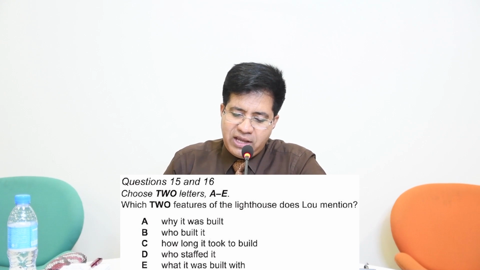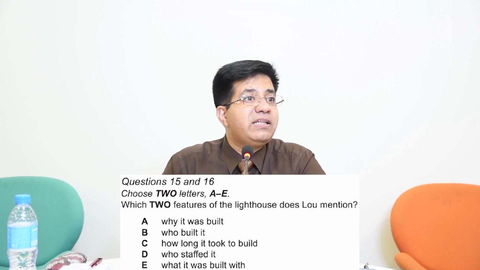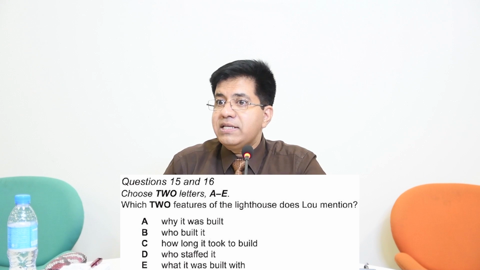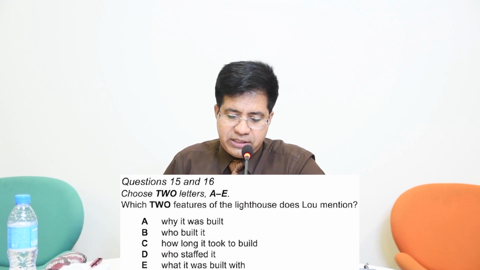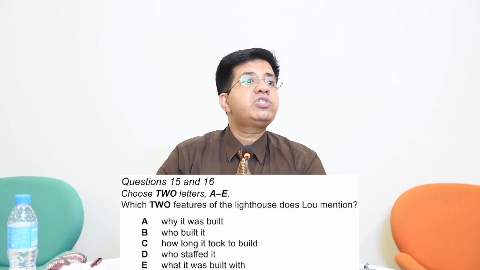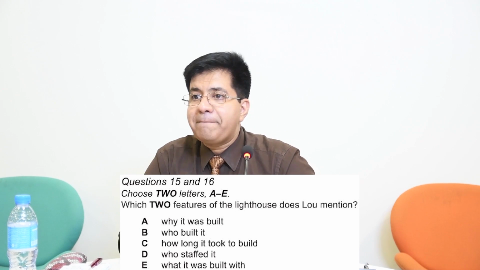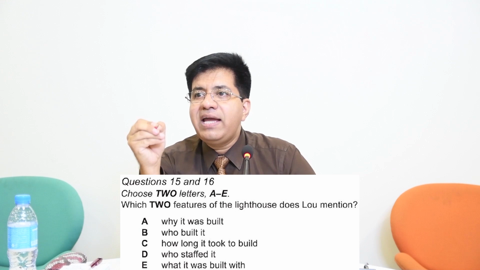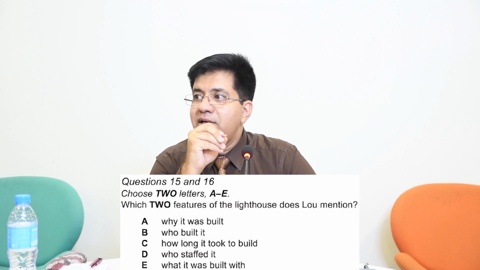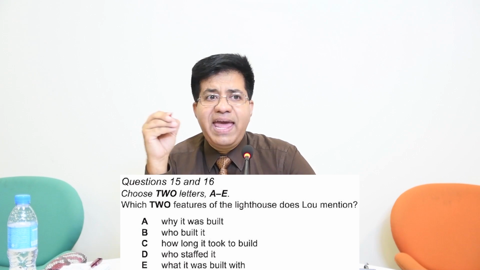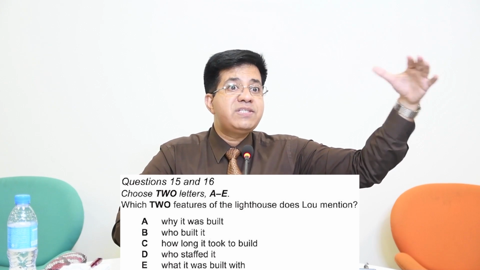C, how long it took to build. If he says it took around 50 years to complete this lighthouse, then it is the answer. But if he doesn't tell how long it took to build the lighthouse, it's not the answer. D, who staffed it? Who staffed it means the people who are doing the job there, who are they? For example, if I say this lighthouse is staffed by ex-military officers, right? Managed by or staffed by ex-military officers. What does it mean? Who staffed it means ex-military officers are working there.